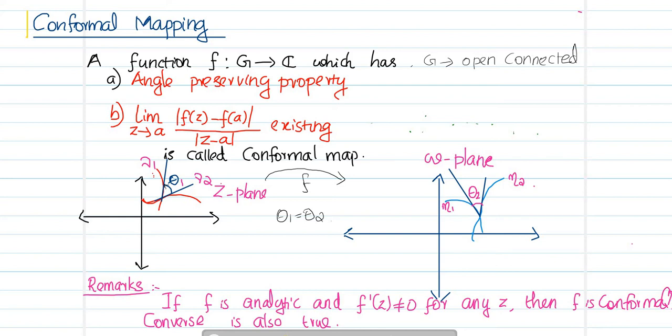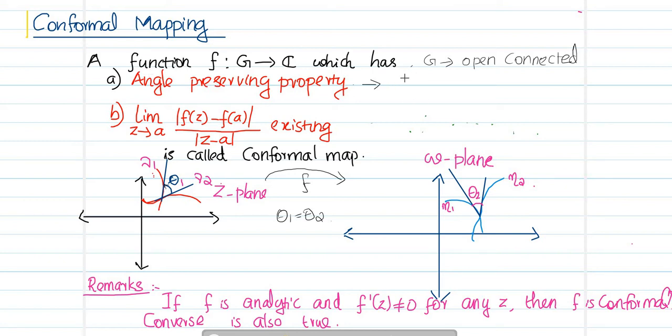Consider the definition. A function f from G to C, where G is an open connected set, has two properties: the angle preserving property, and the limit as z tends to a of |f(z) - f(a)| divided by |z - a| exists. Then this map is said to be a conformal map. Then what does the angle preserving property mean?